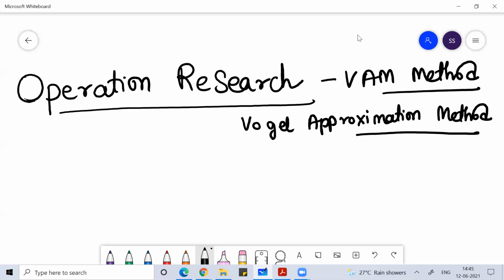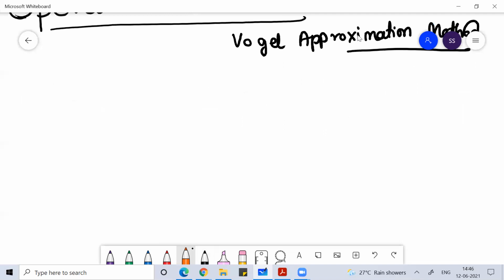Okay, guys, so how to work on Vogel approximation method? If you see your previous year question papers, out of the three methods, the maximum questions come from VAM only, Vogel approximation method. So you can understand how important this method is. Let me write down a problem.